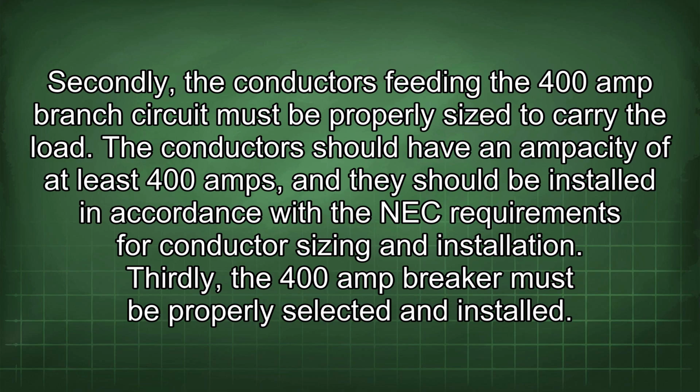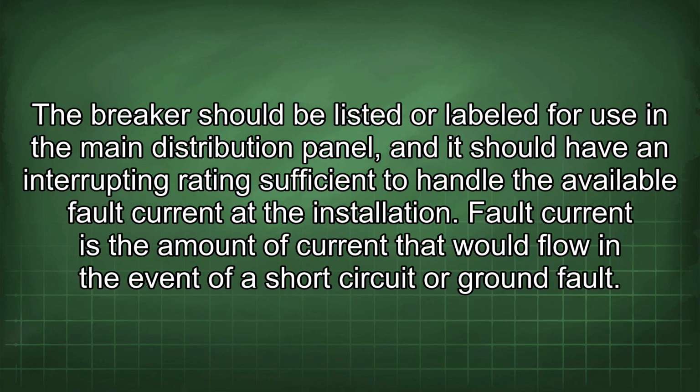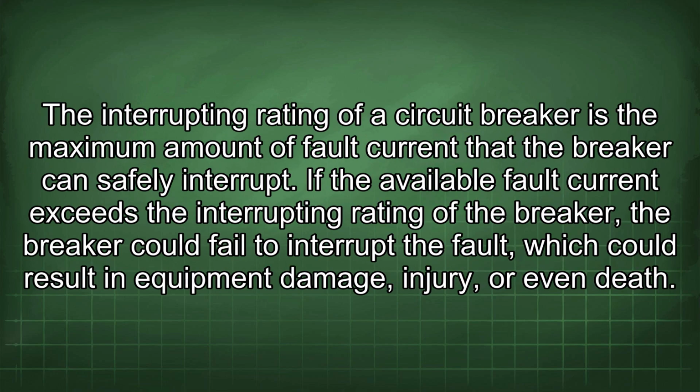Thirdly, the 400 amp breaker must be properly selected and installed. The breaker should be listed or labeled for use in the main distribution panel, and it should have an interrupting rating sufficient to handle the available fault current at the installation. Fault current is the amount of current that would flow in the event of a short circuit or ground fault. The interrupting rating of a circuit breaker is the maximum amount of fault current that the breaker can safely interrupt. If the available fault current exceeds the interrupting rating, the breaker could fail to interrupt the fault, which could result in equipment damage, injury, or even death.